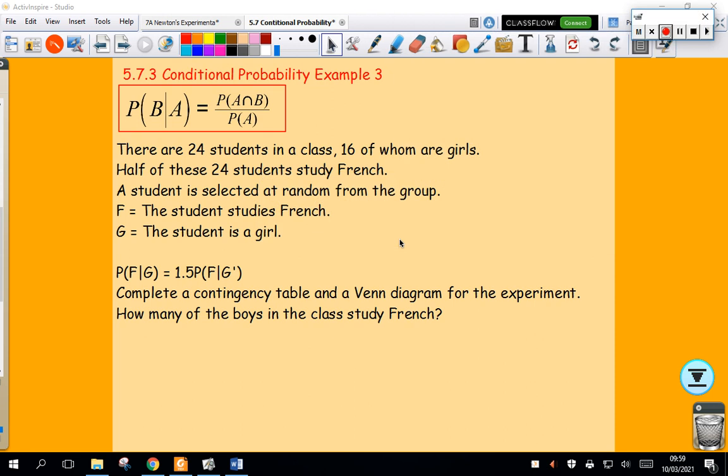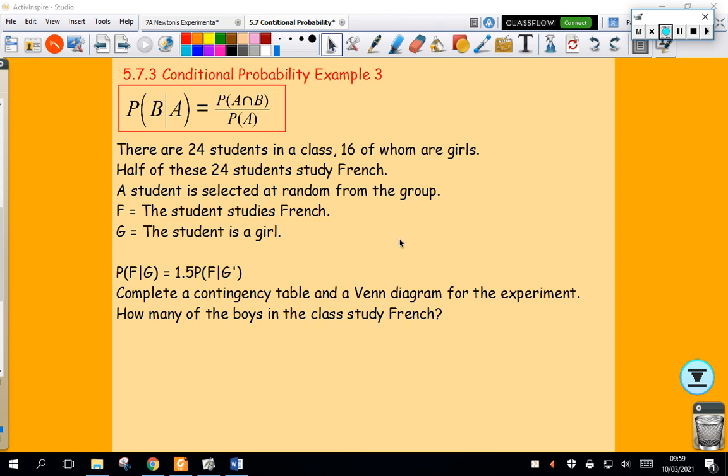Okay, another example on conditional probability. And remember your formula, we derived it in a previous class. In this example, we're told there are 24 students in a class, 16 of whom are girls. Half of these 24 students study French. A student is selected at random from the group.